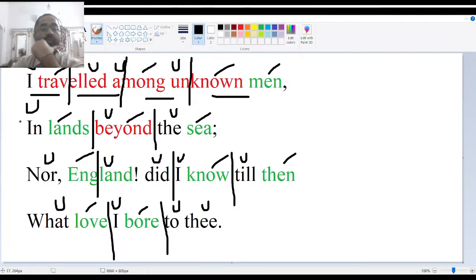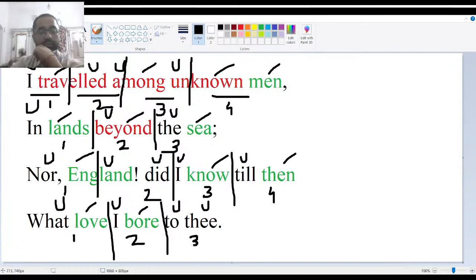So how many feet do you have? 1, 2, 3, 4. In the second line you have 3 feet or 3 meters. 1, 2, 3. In the third line you have 1, 2, 3 and 4. In the fourth line you have again 3 feet. 1, 2, 3. Okay, so you have 4 feet and 3 feet alternately.